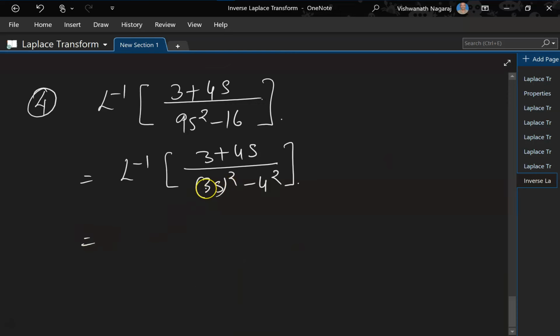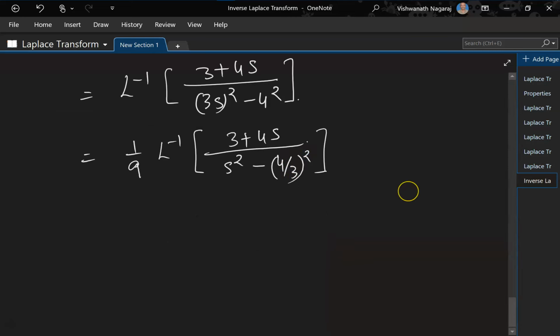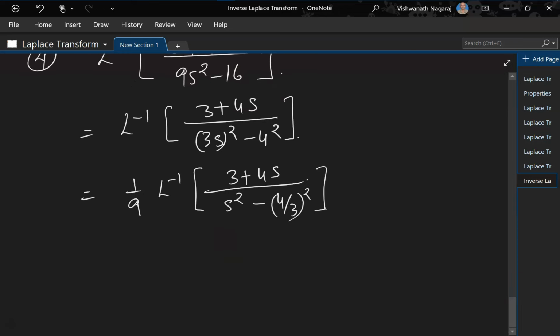So let's do one thing. This 9, let's take it out. So 1 by 9, we will take it out. If we take it out, what happens? Here, 9 has gone out. So we are left with s square minus 4 square by 9, or we can say 4 by 3 square. Yes. Now, let's look at the numerator part. So what we have to do is the numerator should become 4 by 3. Yes. So let's do that. 1 by 9. What do we do? First, let's split it into two parts.